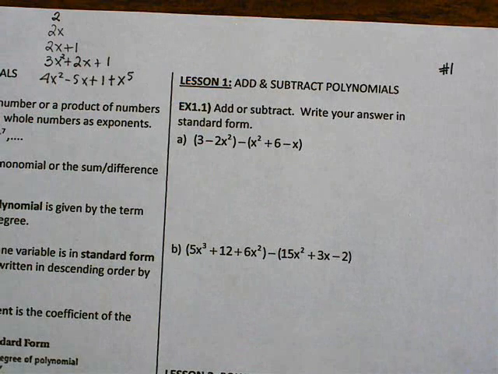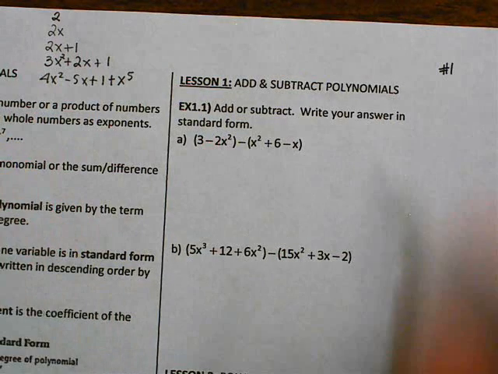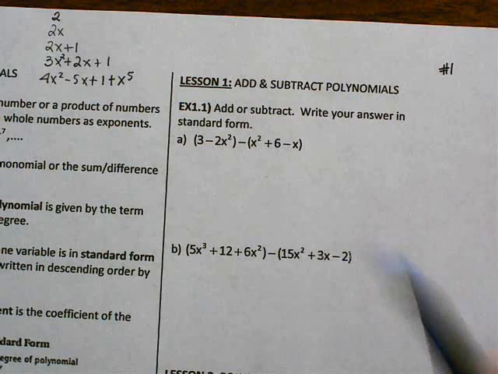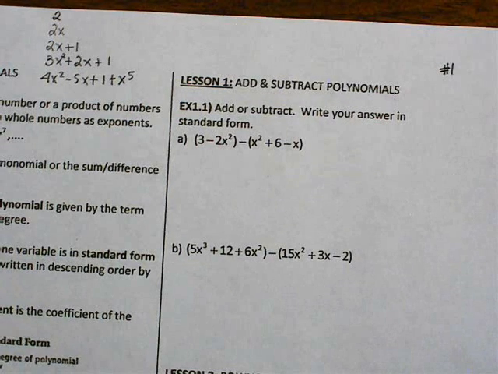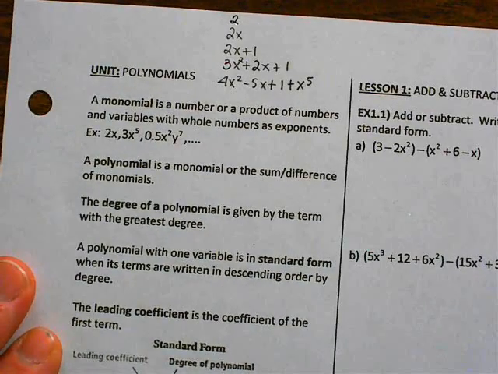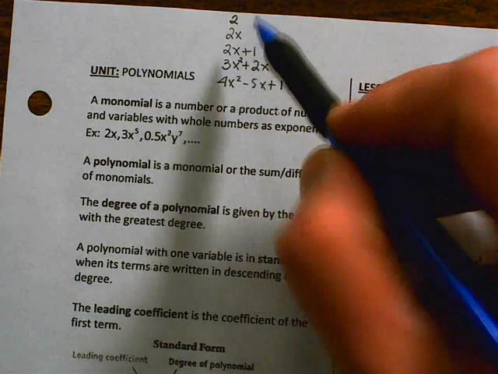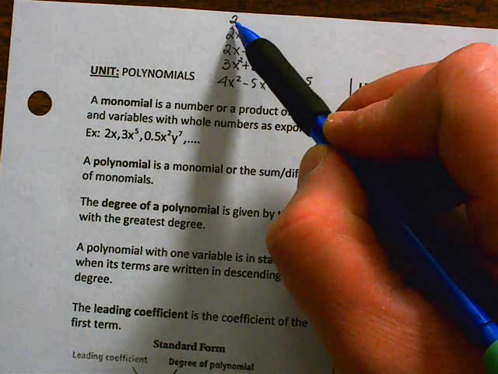Hello, this is going to be lesson number 1 on polynomials. But before we can do the lesson, we need to do some definitions about polynomials. So we're going to start out by explaining what is a polynomial. A polynomial is anything with numbers and letters.